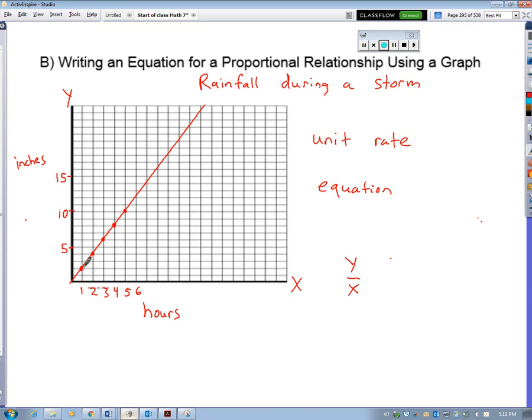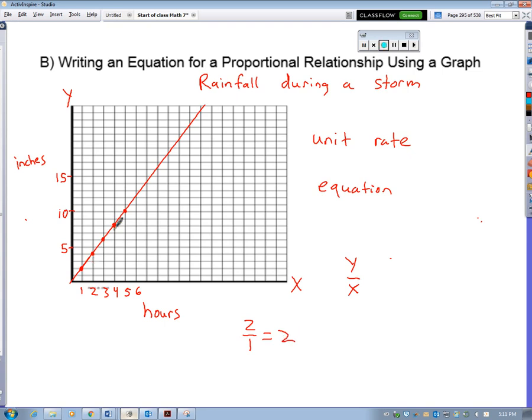Now let's take a look at our first point that we have here. At this first point, my x is 1 and my y is 2. So if I'm going to make a fraction for my first point, it's going to be y over x, so I'm going to have 2 over 1, okay, because this point is y is 2, x is 1, and we know that that's going to come out to 2.